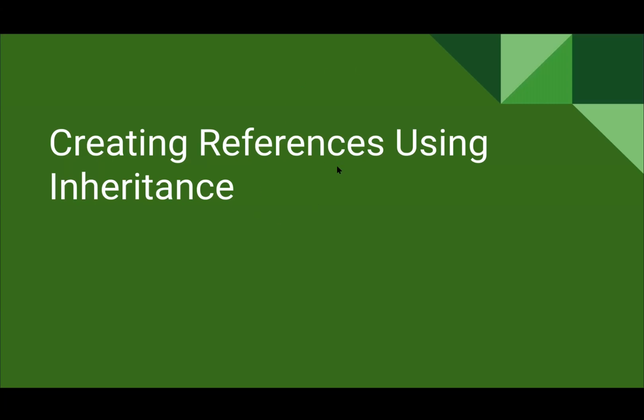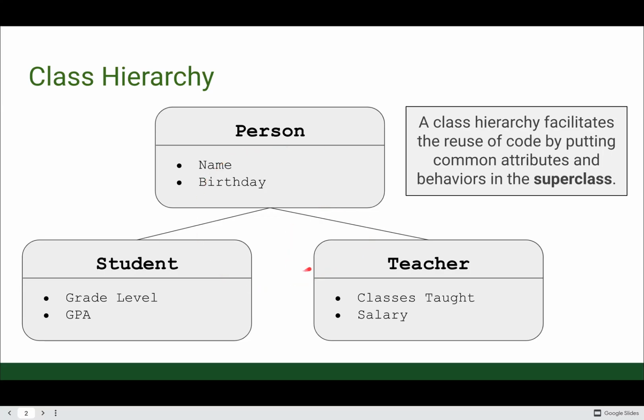All right, today we are talking about creating references using inheritance. So remember back to our class hierarchy that we've been talking about. We have our superclass, we have our subclasses. This class hierarchy is going to facilitate the reuse of code by putting all of our common attributes and behaviors into our superclass. It lets us handle just doing all the same stuff that all three of these classes are going to do, all inside of person.